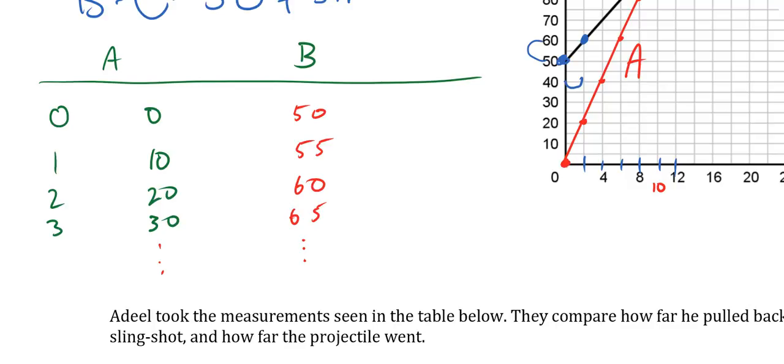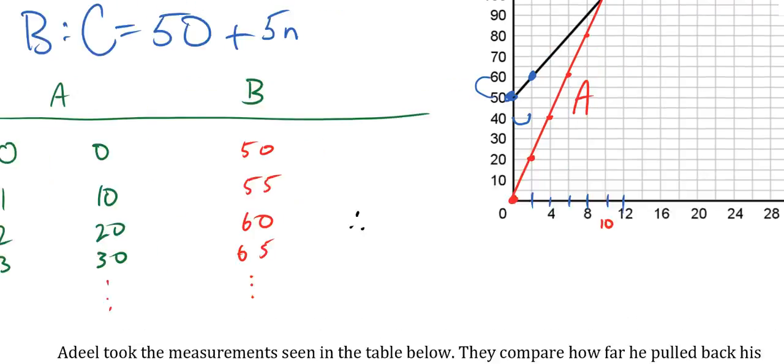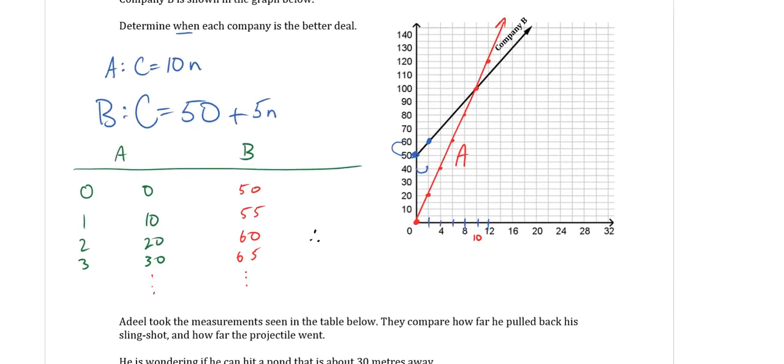So let's write a final statement. Therefore, does somebody want to try answering this question? When is each company the better deal? Like what sentence would you write? Julian, go for it. A is the better deal up until 10 months. And by the better deal, you mean cheaper, right? Yeah. If you say it either way, I think that's fine.